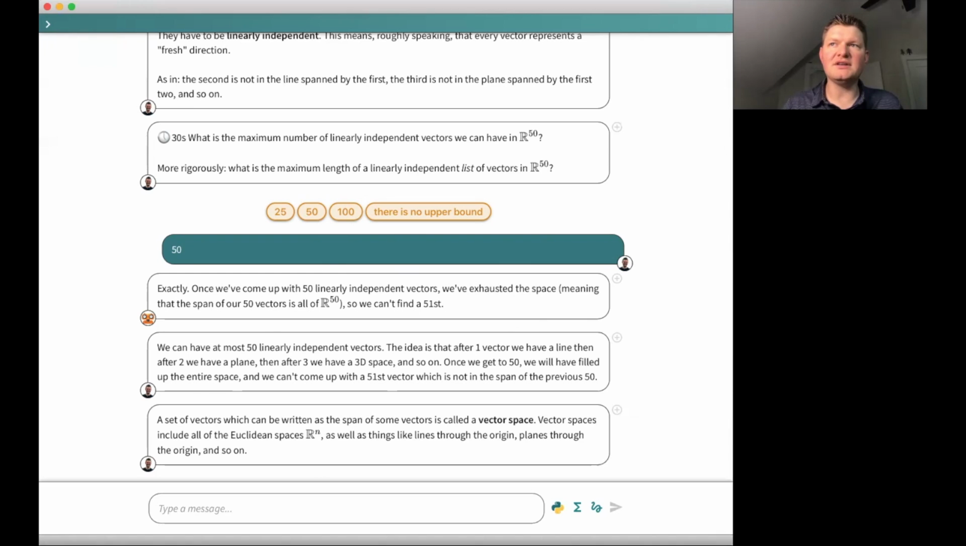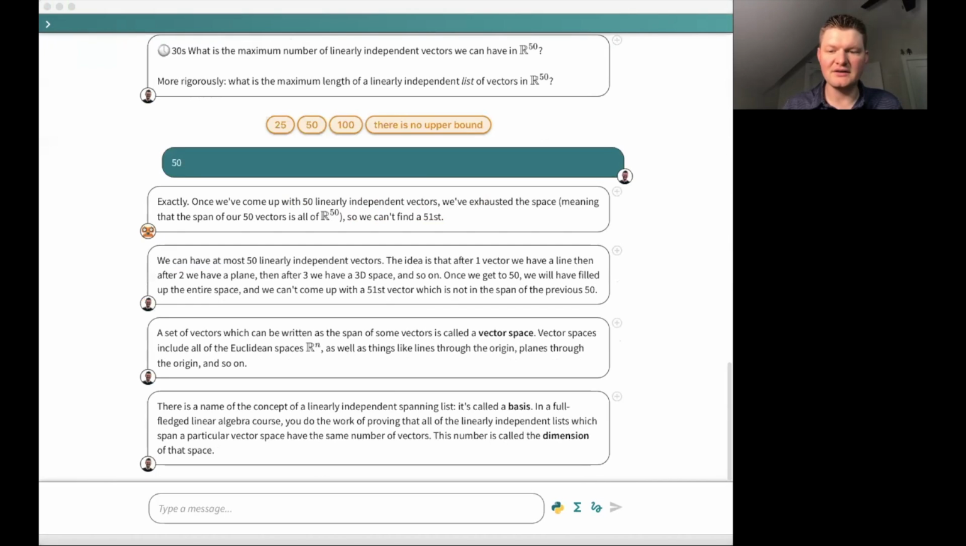So we've talked about linear independence and span, and we want to pull those ideas together into a single word, which is basis. If you have a list of vectors which is linearly independent and it spans a particular vector space, then we call that a basis, specifically a basis of the vector space that's being spanned. And in a linear algebra course, you will go through the work of showing that any linearly independent spanning list has the same number of vectors.